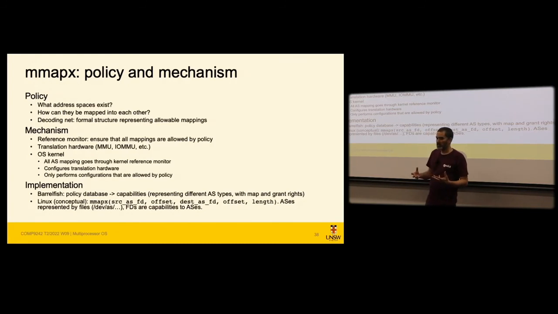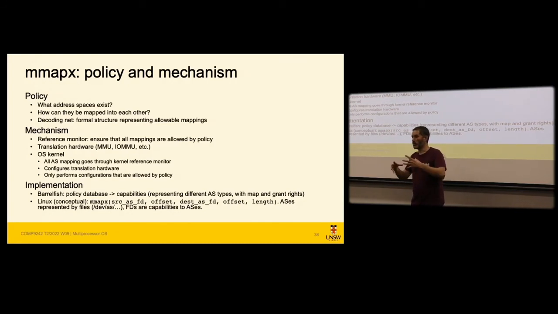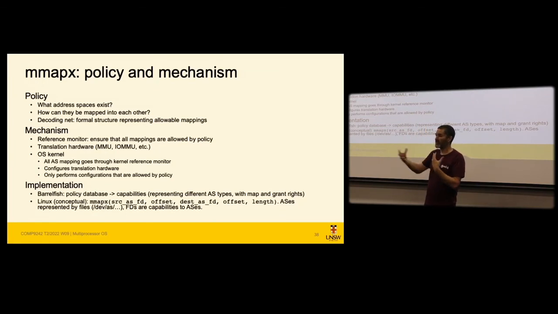So all address space mappings go through the OS kernel. The OS kernel checks with the policy whether a mapping is allowed or not. And if it's allowed, then it'll configure the translation hardware accordingly to make that mapping happen. So it might set up the MMU, it might set up the SMMU, etc. accordingly. And that way it ensures that the system can only perform and create mappings that are allowed by the policy.